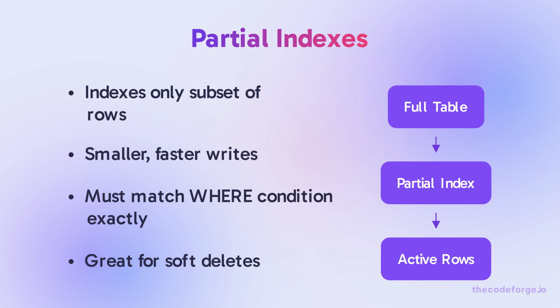A partial index indexes only rows matching a WHERE condition. This shrinks index size and reduces write overhead. For soft delete patterns, index only where deletedAt is null, and the index is 10x smaller. But the query planner only uses it if your query's WHERE clause is a superset of the index's condition.